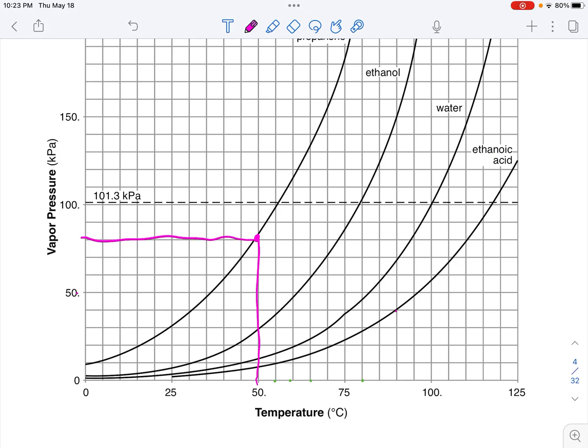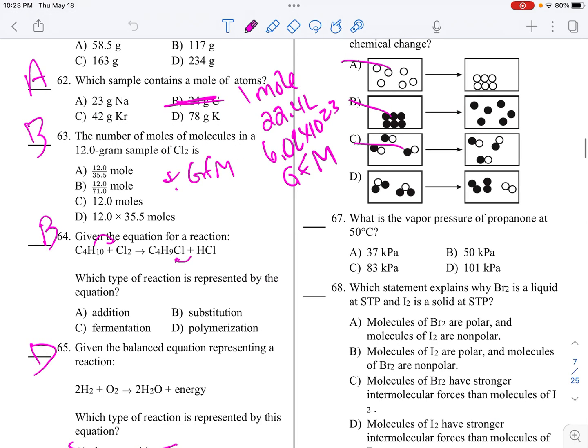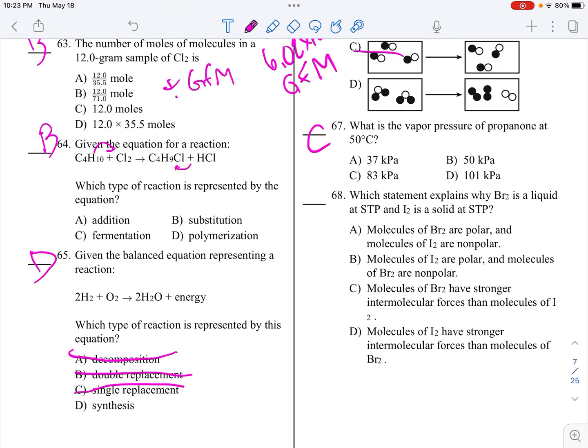So that's 50, 60, 70, 80 kilopascals. That's not a choice, so I go with whatever's closest. 83 is right. Why is Br2 a liquid and I2 is a solid at STP?